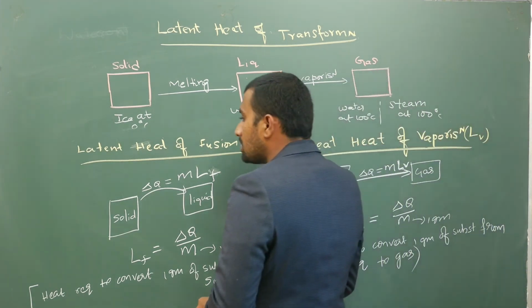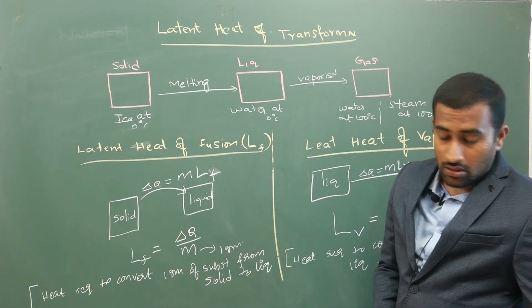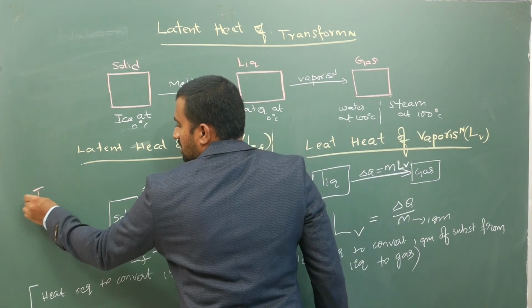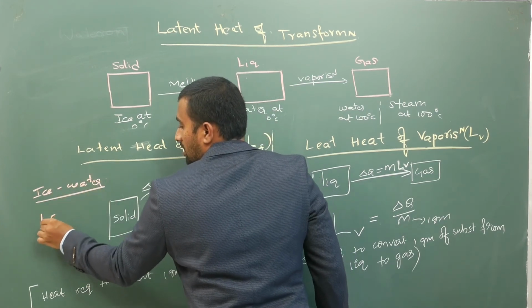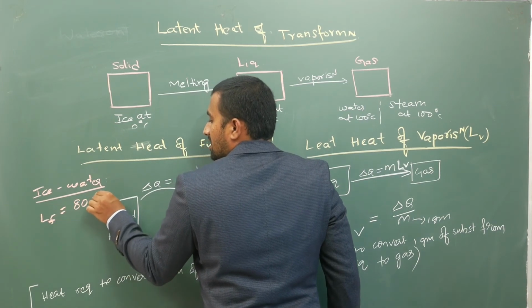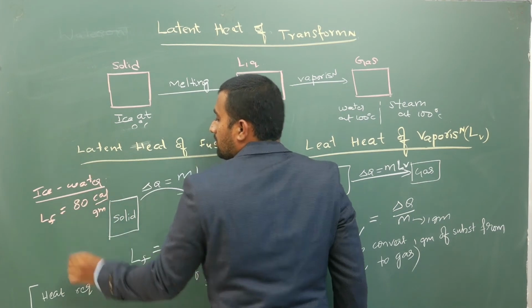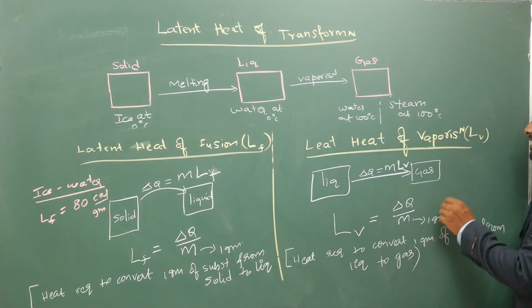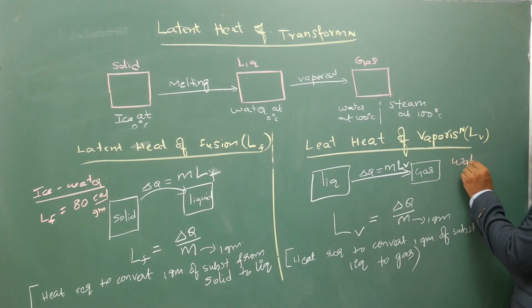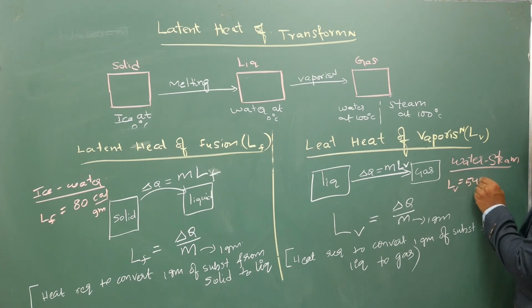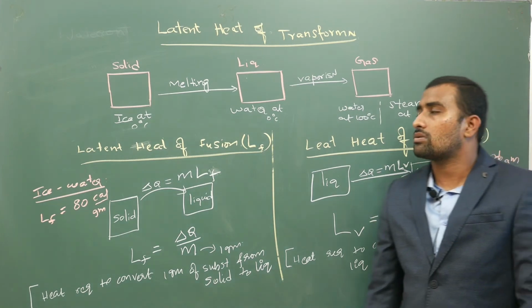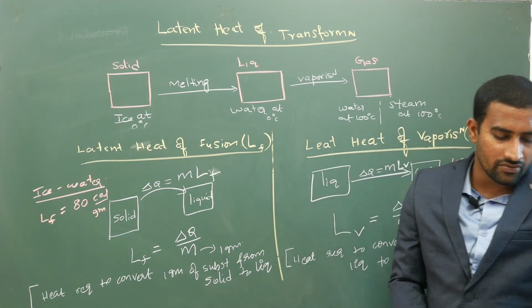Now for the ice water combination, very important, your latent heat of fusion is 80 calorie per gram. You must remember this result. And your latent heat of vaporization for the water steam configuration is 540 calorie per gram. So this is what is your latent heat of transformation.